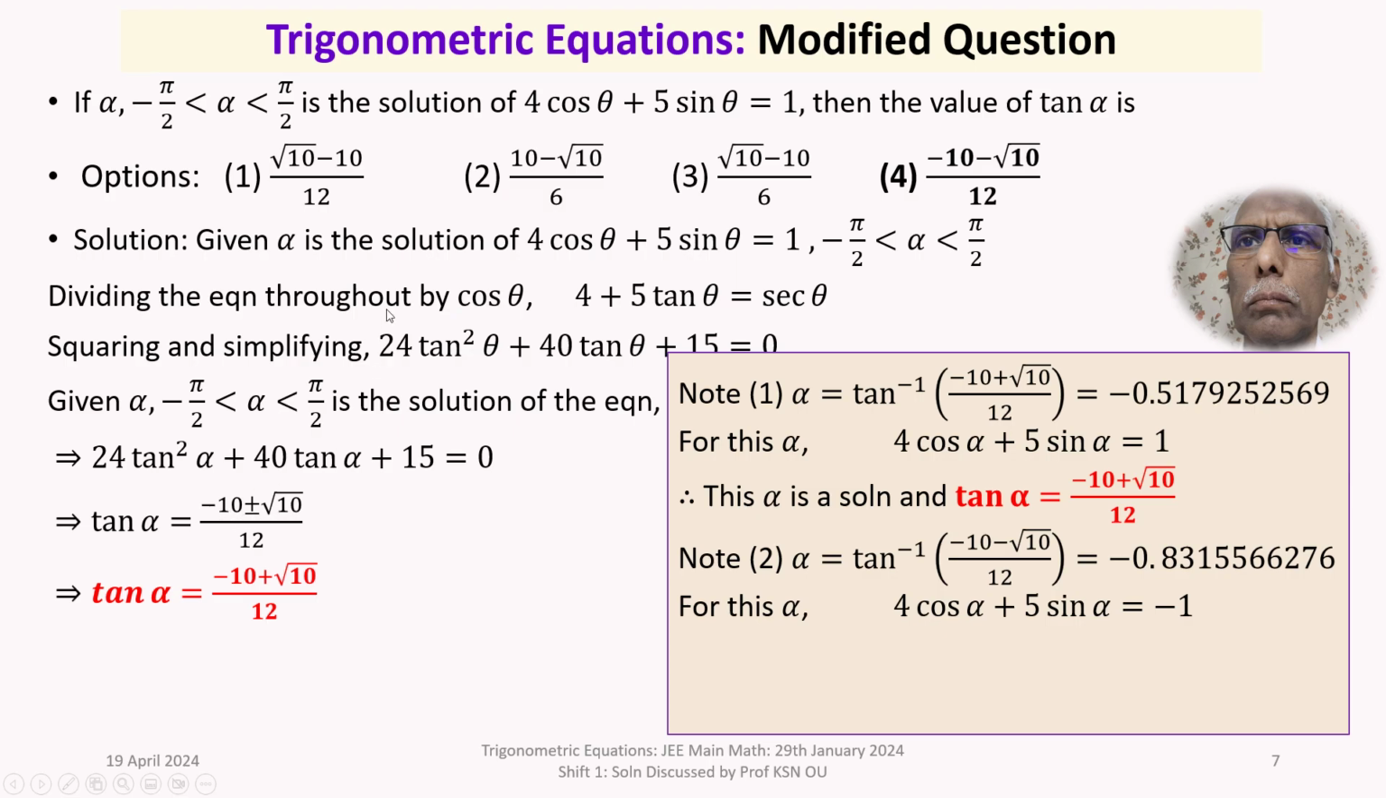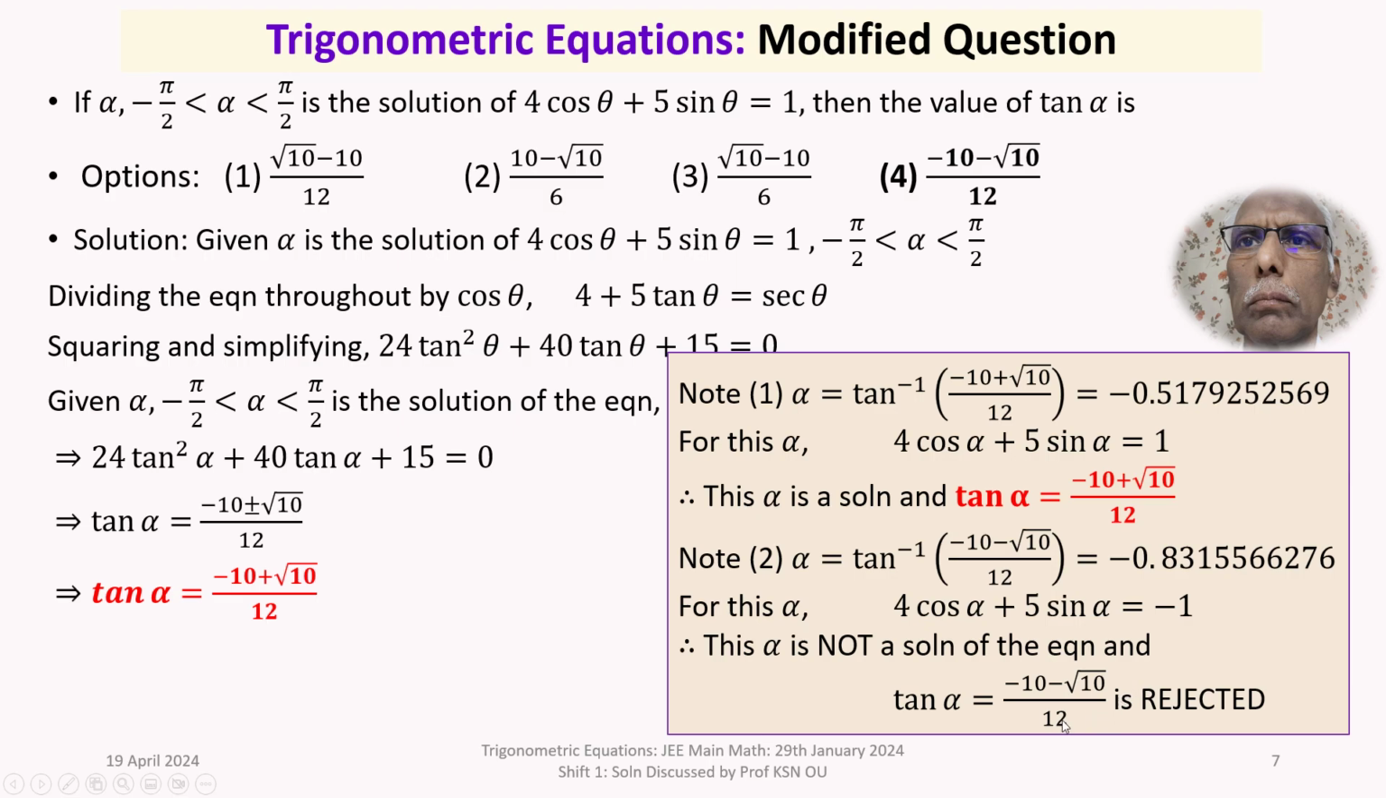So you are getting it as a solution for this equation, but if you take the alpha, that alpha is not satisfying the given equation. So that means this tan alpha is equal to minus 10 minus root 10 by 12, we have to reject it. This alpha is not a solution of the equation, and tan alpha is equal to minus 10 minus root 10 by 12 is rejected. So that's the reason why we reject the other one.